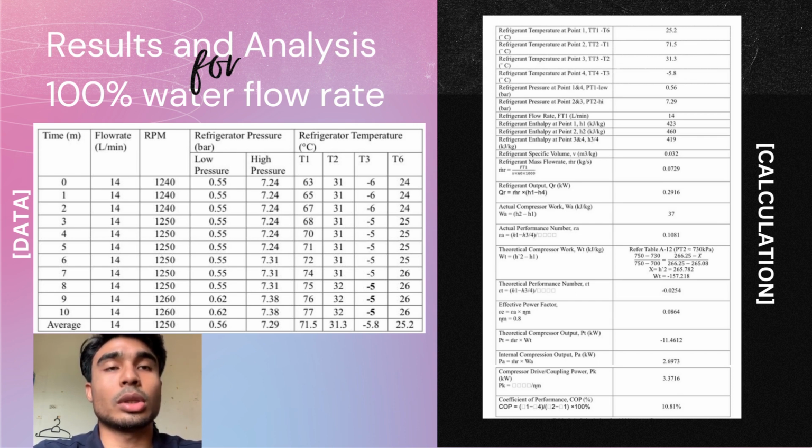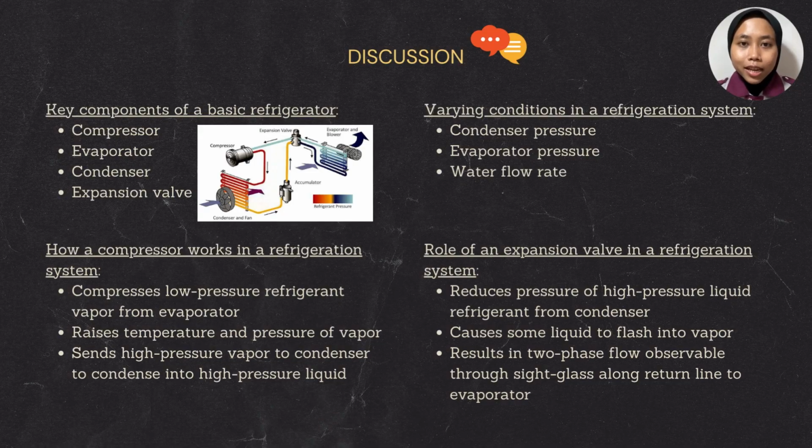For the theoretical compressor work, we round out our PT2 reading to 730 kPa and use the same table, A12, to find our new H'2 value. Then we can proceed to the theoretical performance number, effective power factor. Then for COP, we use the same formula in this experiment also, using (H1 minus H4) divided by (H2 minus H1) times 100%. And our COP value for 100% water flow rate is 10.81%.